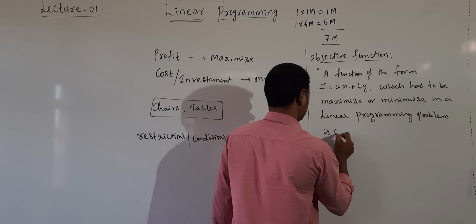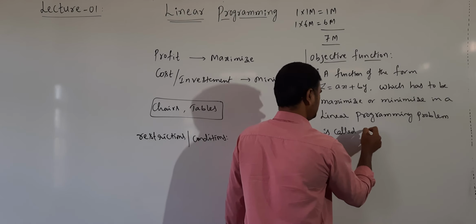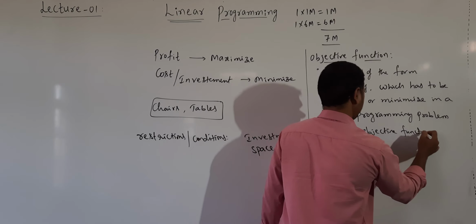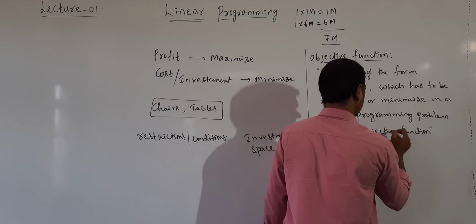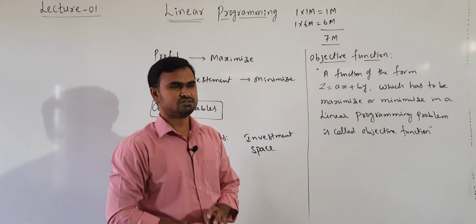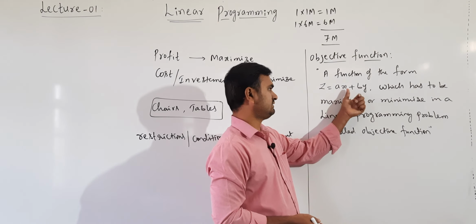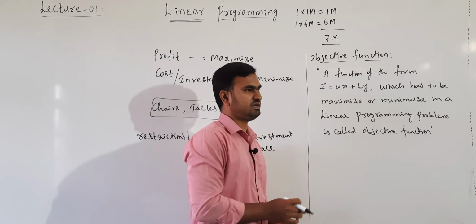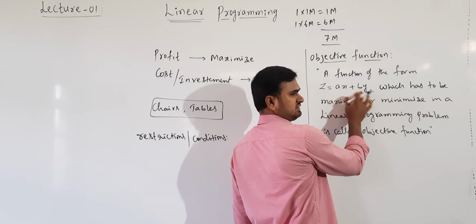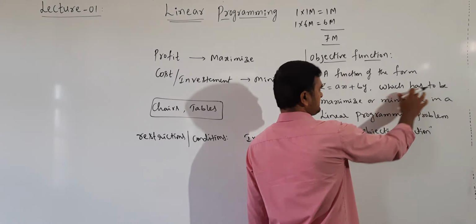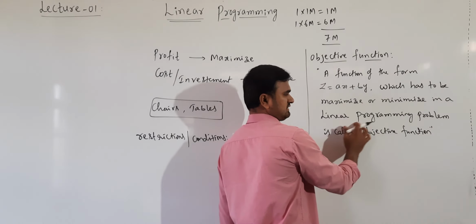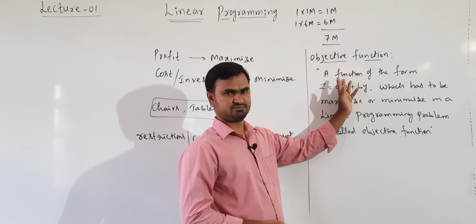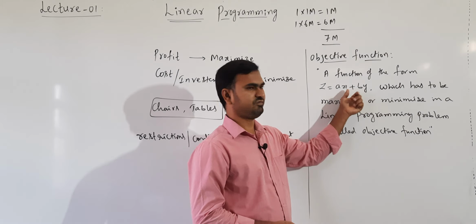Is called objective function. Understand? So function in the form z is equal to ax plus by, here a, b are constants, and x and y are the variables. Now which has to be maximized or minimized in a linear programming problem, it is called as an objective function. So x and y are variables.